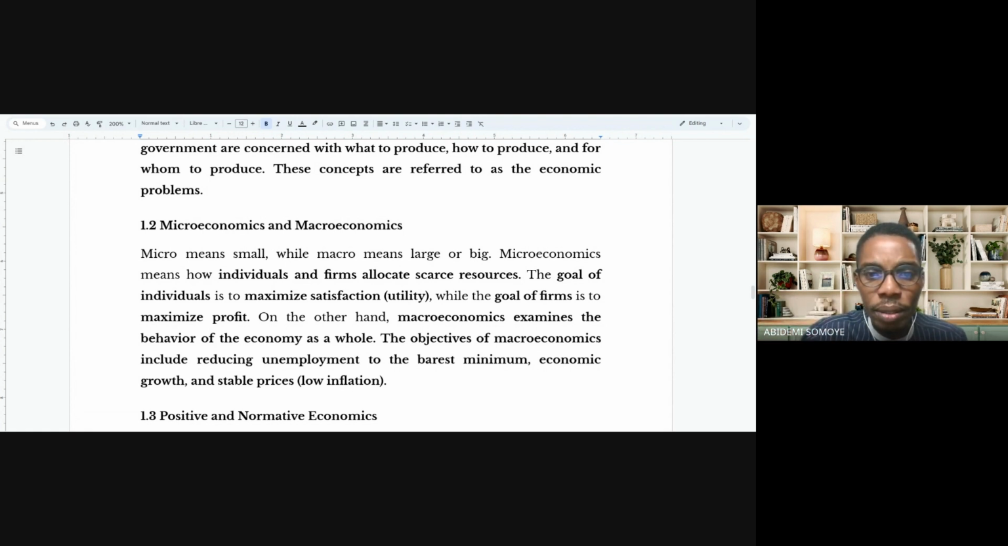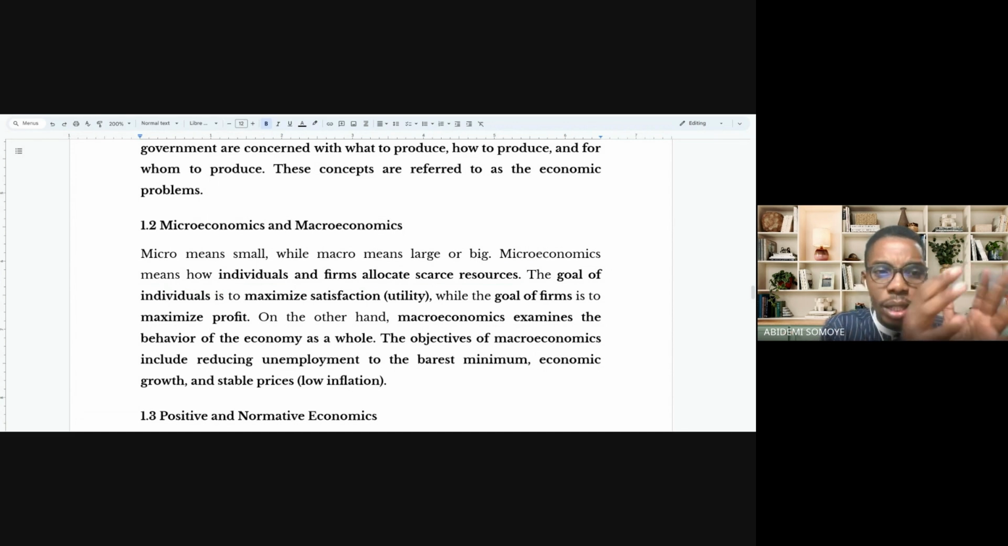Microeconomics deals with how individuals and firms allocate scarce resources. You know what scarcity is by now. Scarcity means limited resources as a result of unlimited human wants and needs. You know what resources are? Resources refers to the factors of production, which are land, labor, capital, and entrepreneurship, right?